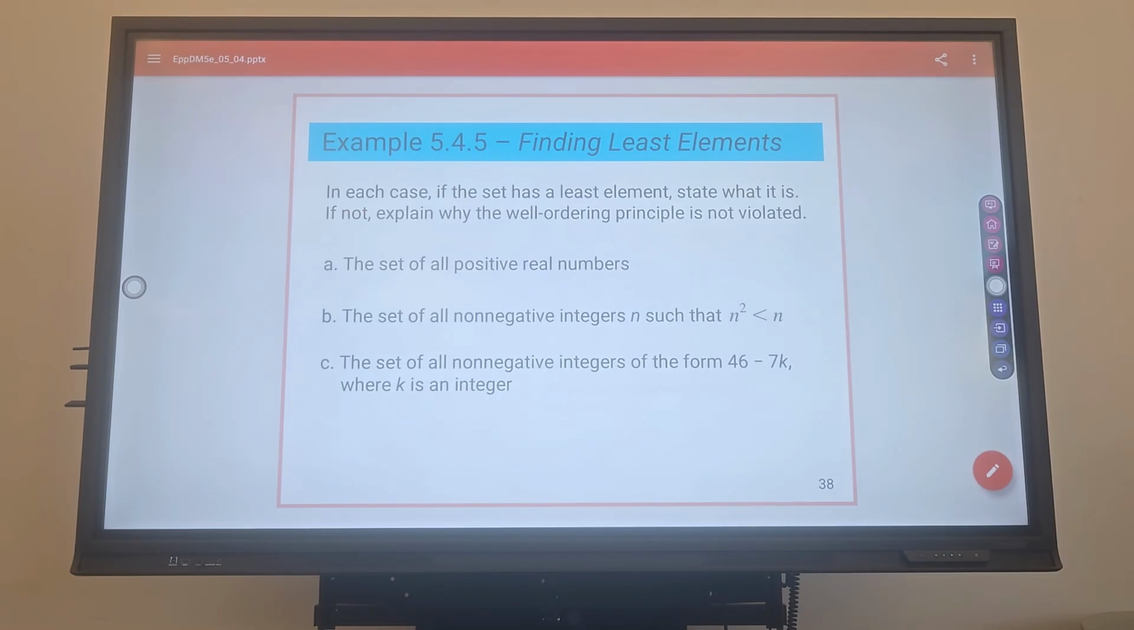The set of all non-negative integers in the form 46 minus 7k, where k is an integer. Now, the smallest one would be 4, I think. It's been a semester since I looked at these slides.